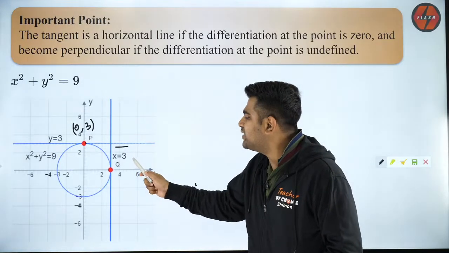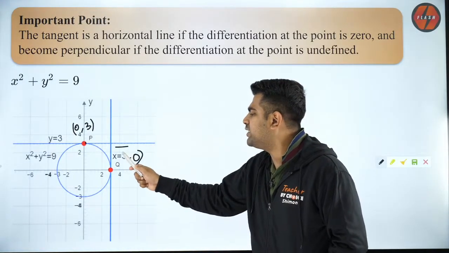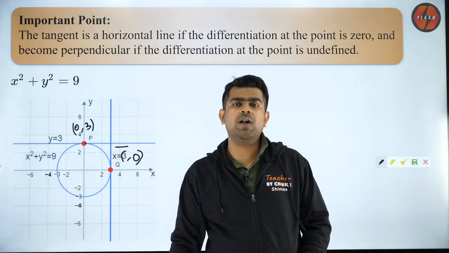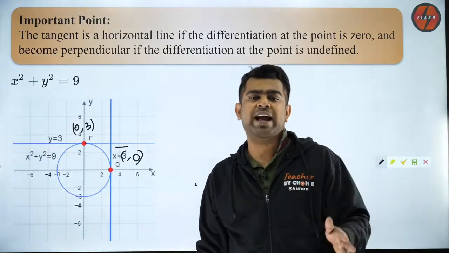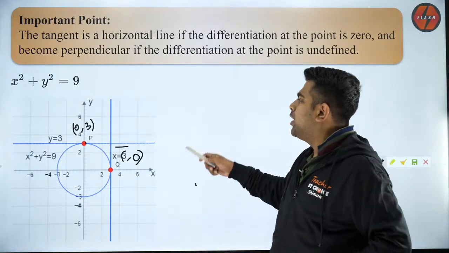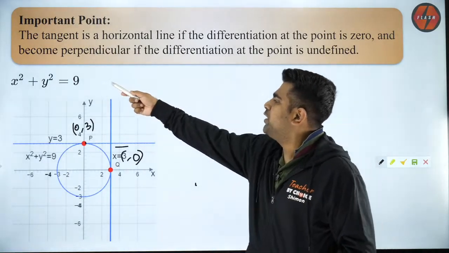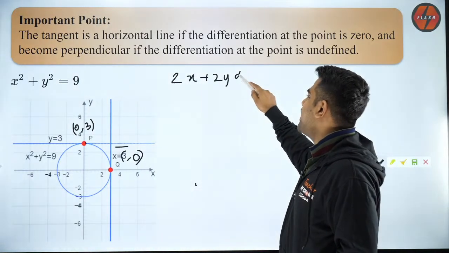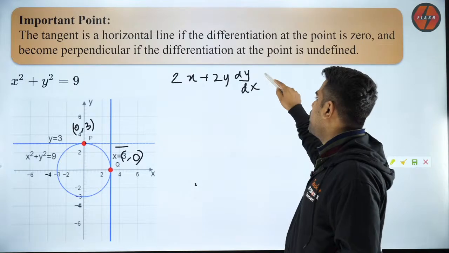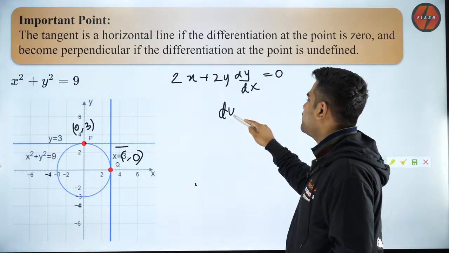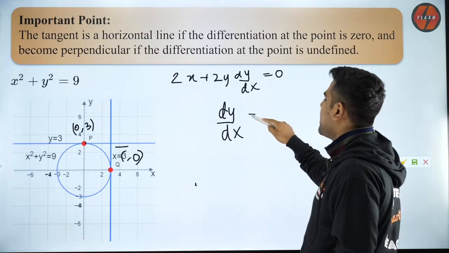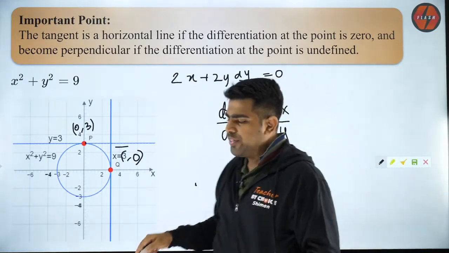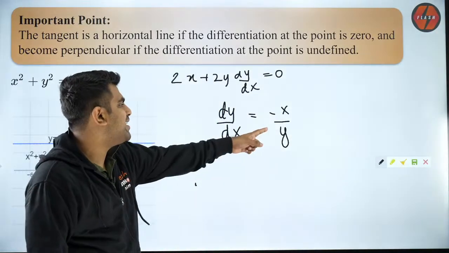And if I look at the tangent at x equal to 3, that is (3, 0), then the tangent will be vertical. When the tangent is vertical, the slope of the tangent is undefined, that is, it tends to infinity. How do you prove it? Let's differentiate that. You will get 2x plus 2y dy by dx equal to 0. So what is the slope of the tangent? That is dy by dx, which is equal to minus x by y.